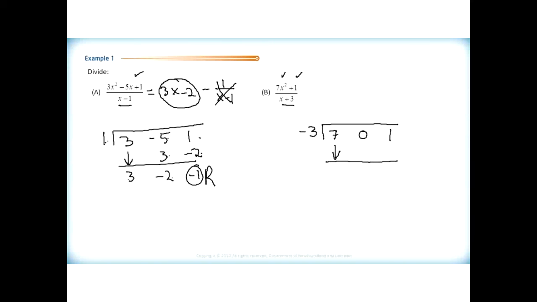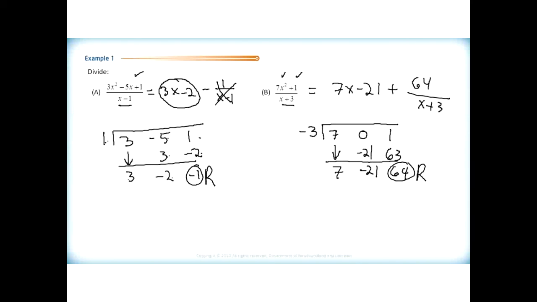So we drop the 7, multiply by the negative 3, add those together, multiply by negative 3 again, 63 we have here. Adding that stuff up gives us a 64. So we have a huge remainder here of 64. And basically, when I divide all these things out, I end up with 7x minus 21 plus my remainder of 64 all over x plus 3.